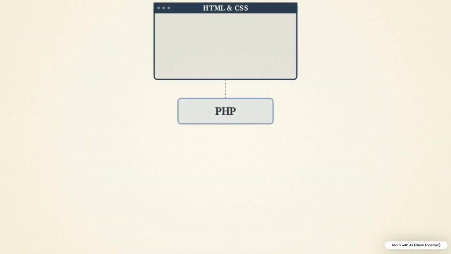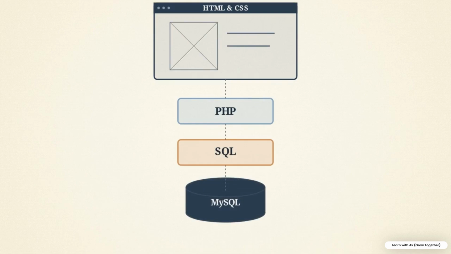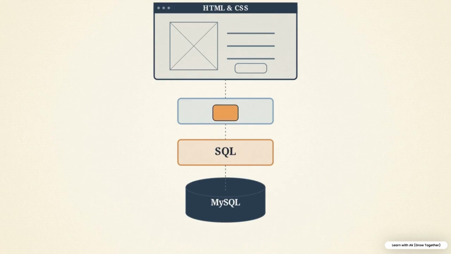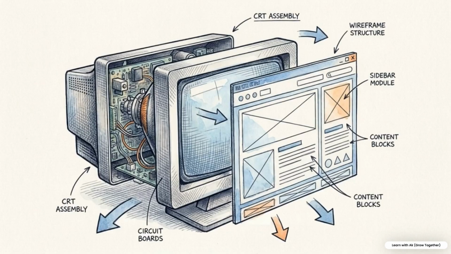The web stack has 4 layers. HTML and CSS build the layout. PHP receives the user's request, using SQL to ask for data. Finally, MySQL receives this query, extracts the requested data from its tables, and sends it right back to your screen. Without MySQL acting as this reliable base layer, the entire website above it would have no content to actually show you.